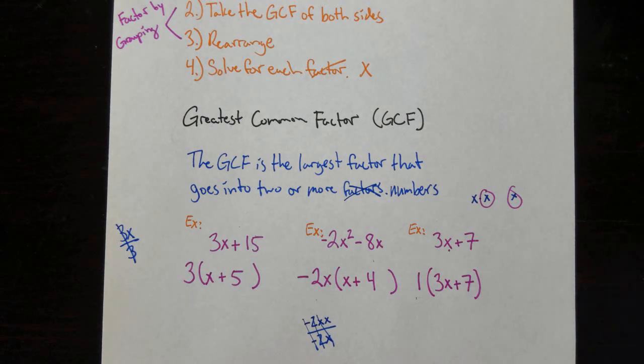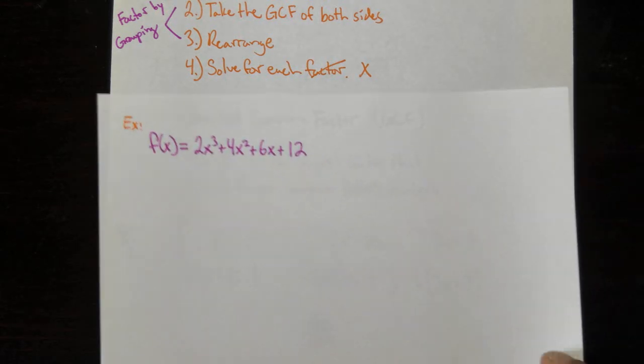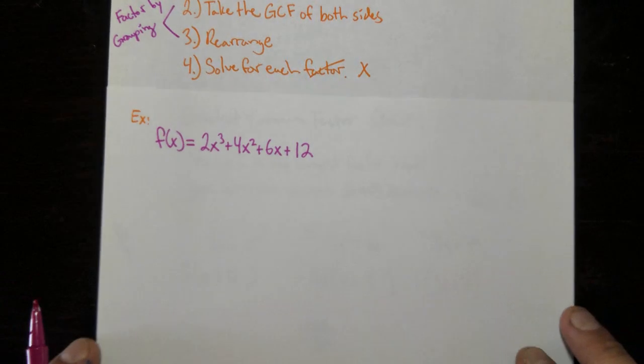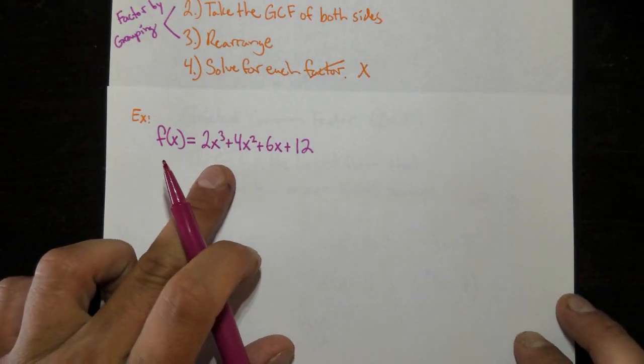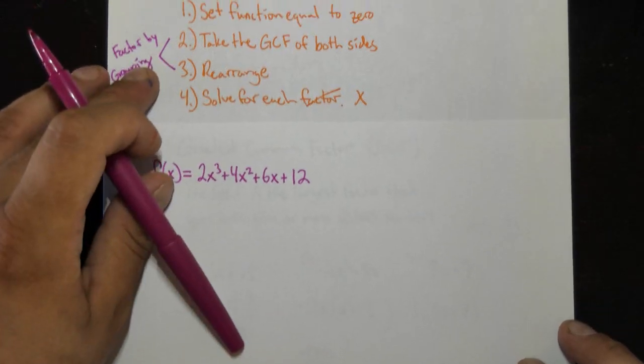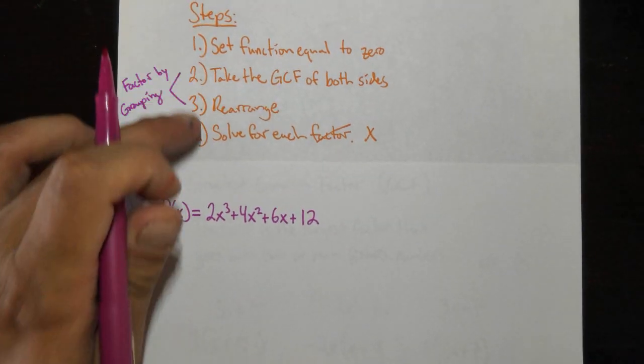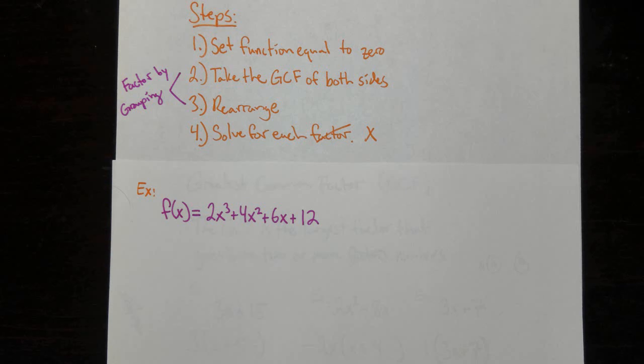Let's kind of get into the nitty-gritty of this. So let's take a look at this first example. I want to know what are all of the zeros of this function right here. And in order to do so, I'm going to follow these 4 steps. So the first step, we need to set the function equal to 0. So let's go ahead and do that.